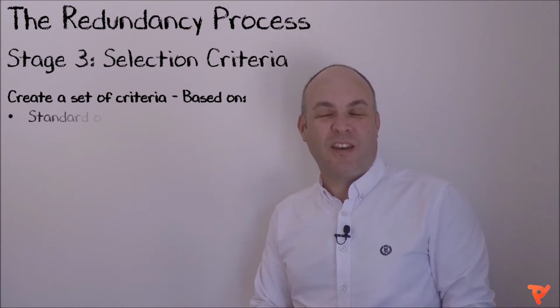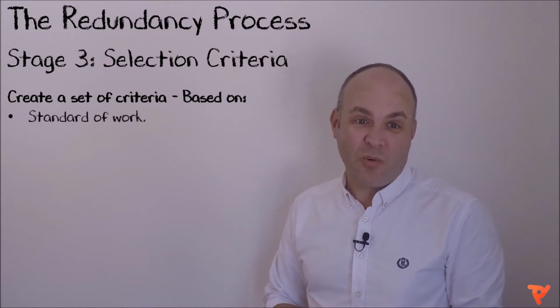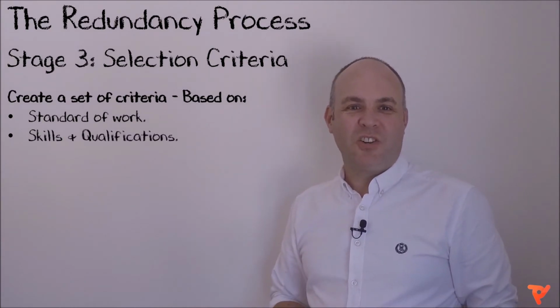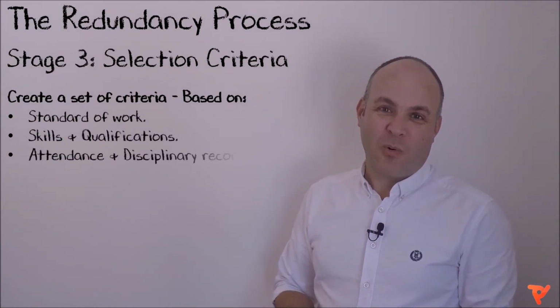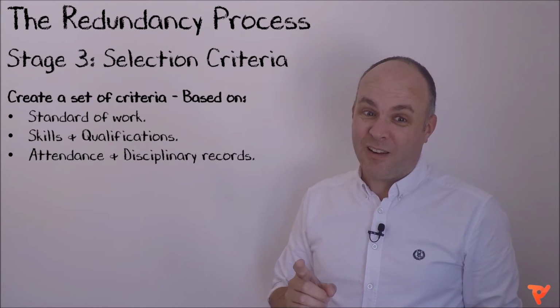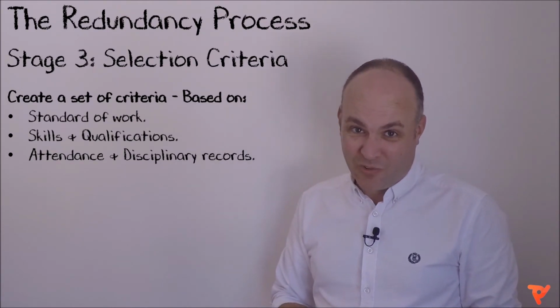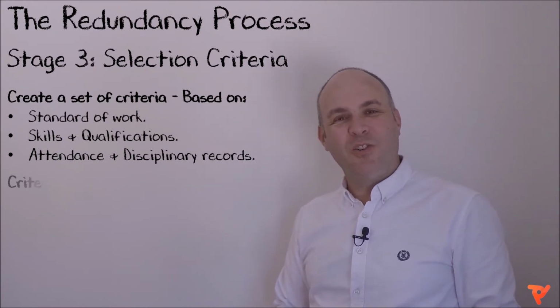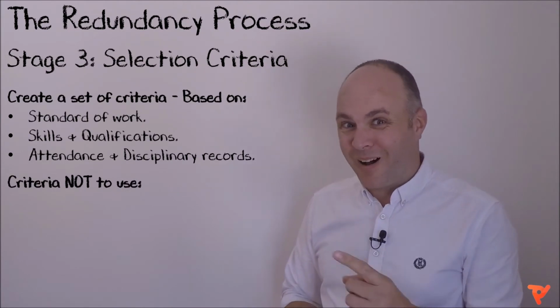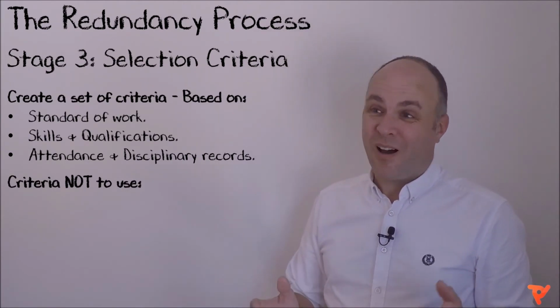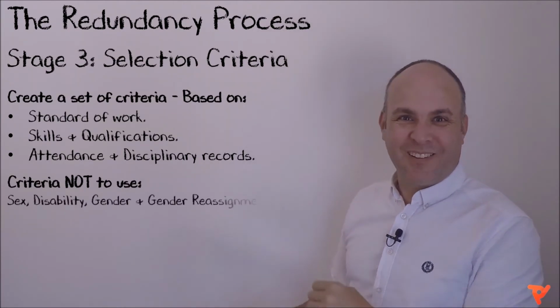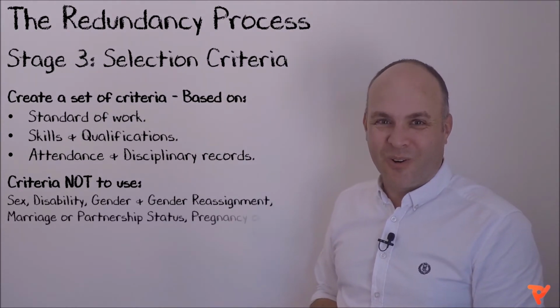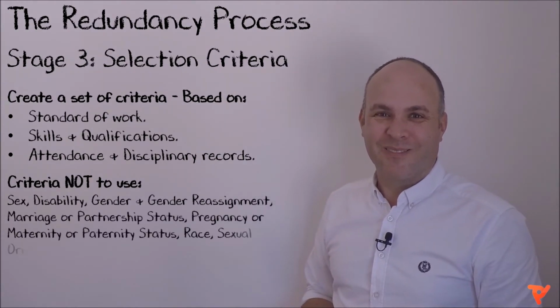You can look at their standard of work or their work in general. You can look at skills and qualifications. You can look at attendance record, but you need to make sure it's accurate, and you can look at disciplinary records. However, the things you cannot select on is a much longer list, and I'm going to pop it over here and in the slide afterwards so you can have a good look and take in the information.